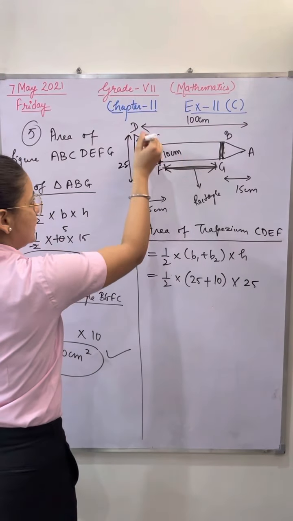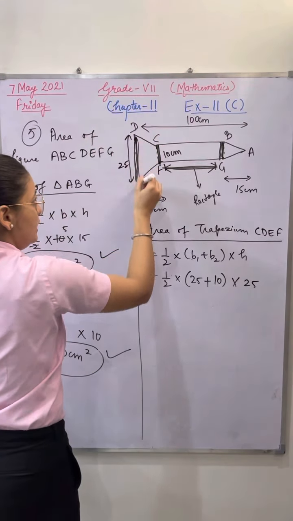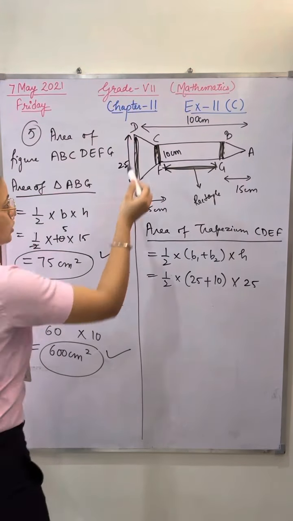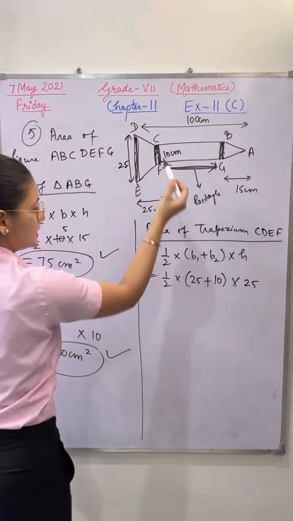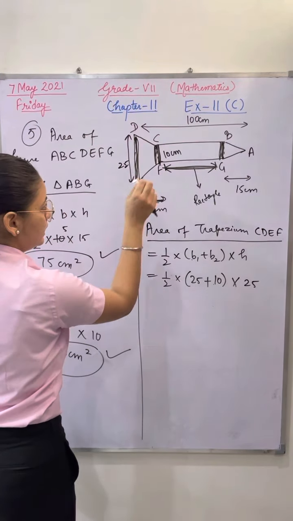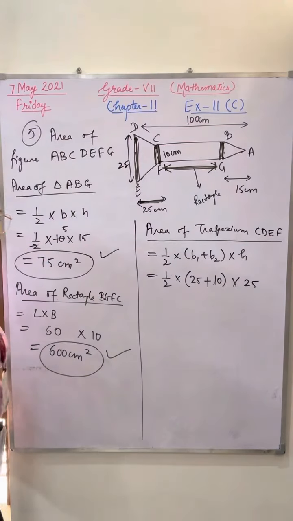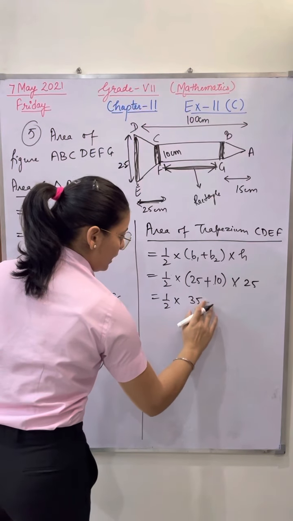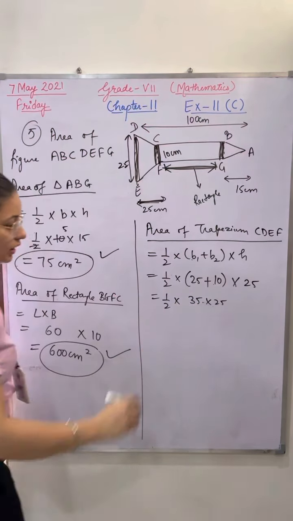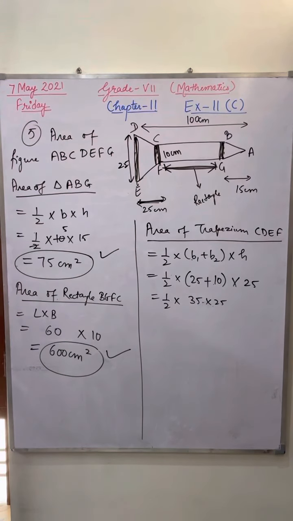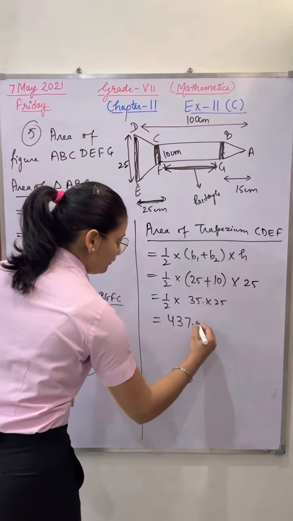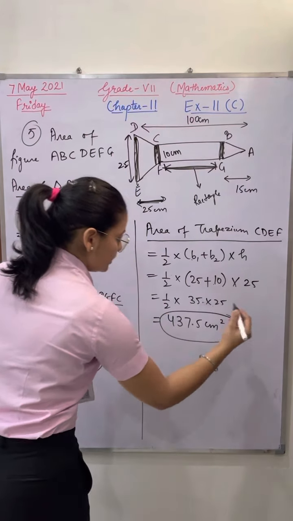These two are the parallel sides. Now 1 by 2 into 35 multiplied by 25. I can't cancel 2 with this, so my answer will come in decimal, that is 437.5 centimeter square. So this is the third area.